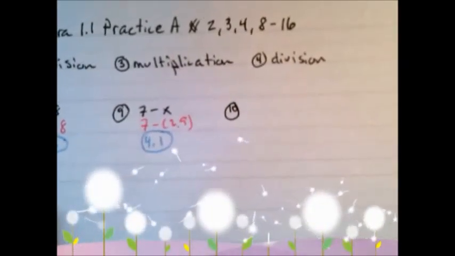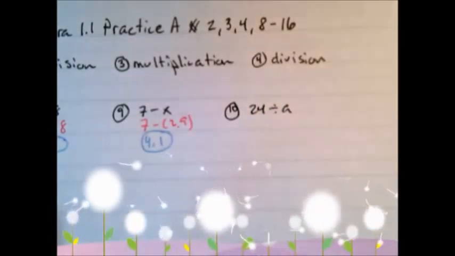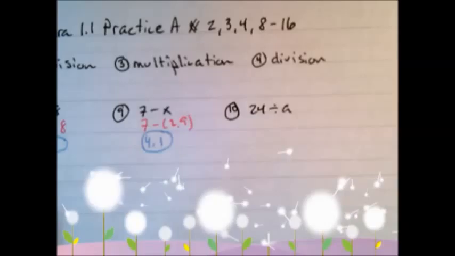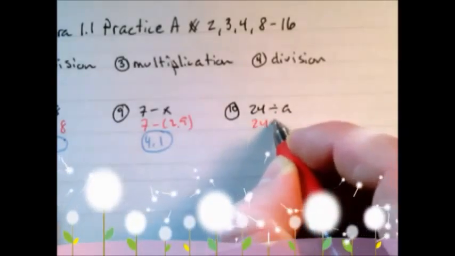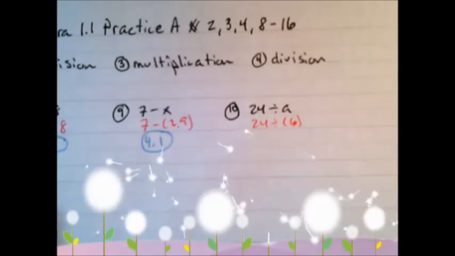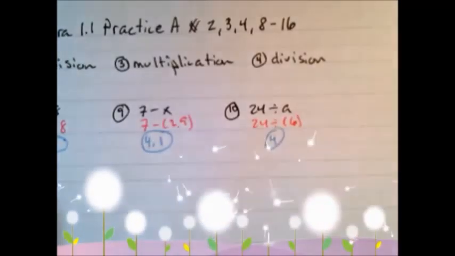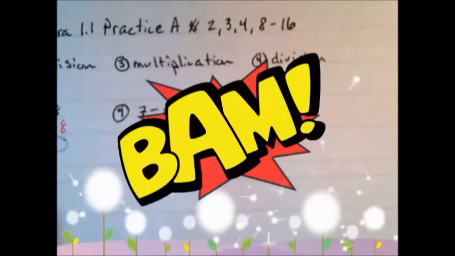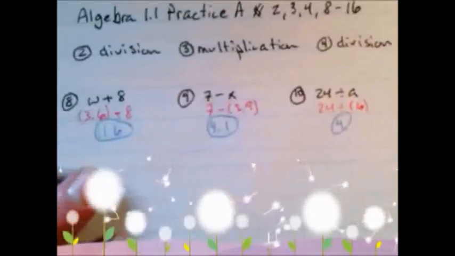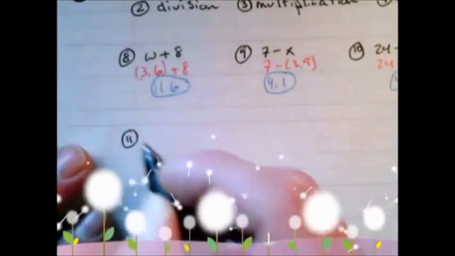Alright, next up, number 10. We've got 24 divided by a is our original expression. We're going to evaluate that for a value of a equal to 6. So we replace the a with a 6. And then we just do the math there. And we've got 24 divided by 6 is 4. And we say, bam!